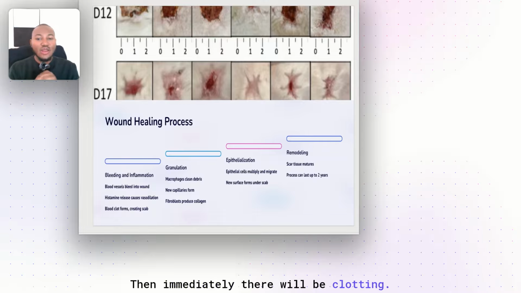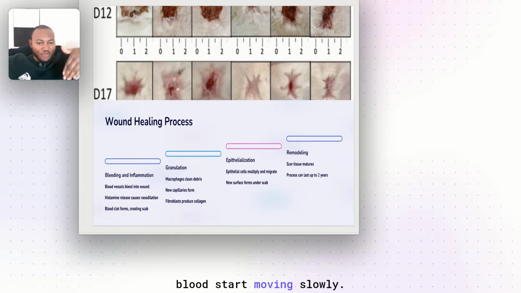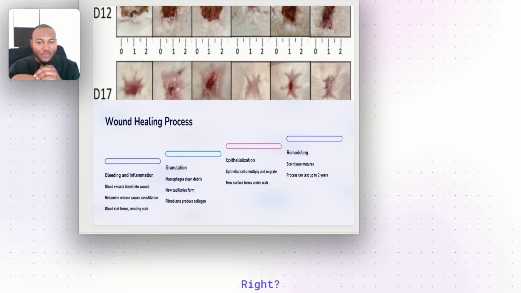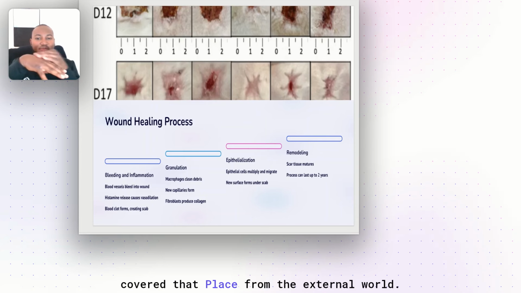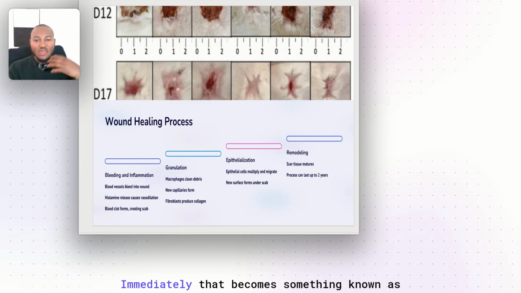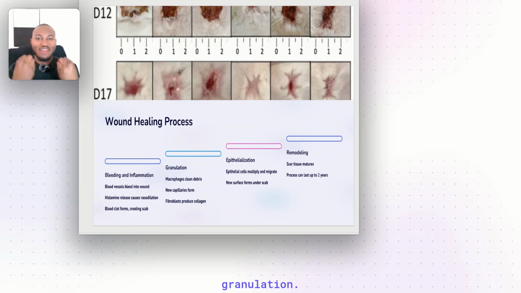Then immediately, there will be clotting. Once it dilates, blood starts moving slowly, and clotting will happen, right? Immediately clotting happens. What happens? Clotting covers that place from the external world. Immediately, there becomes something known as granulation.